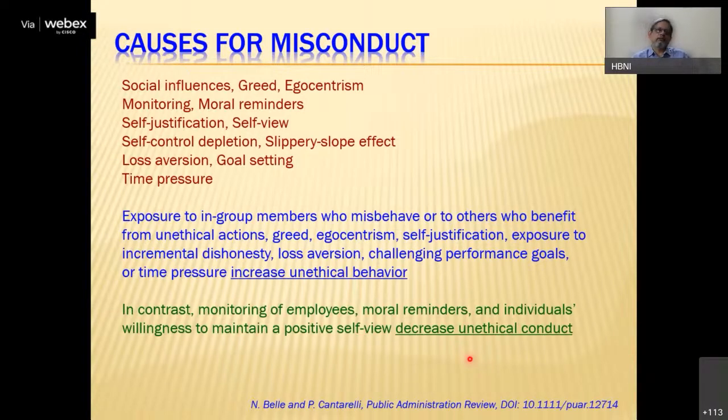So it is found that exposure to in-group members who misbehave or to others who benefit from unethical actions, greed or egocentrism, etc., they actually increase unethical behavior. Okay. But in contrast, monitoring the employees and giving them moral reminders time to time, and also if you allow the individuals to maintain a very positive self-view, this will actually work to decrease unethical conduct.